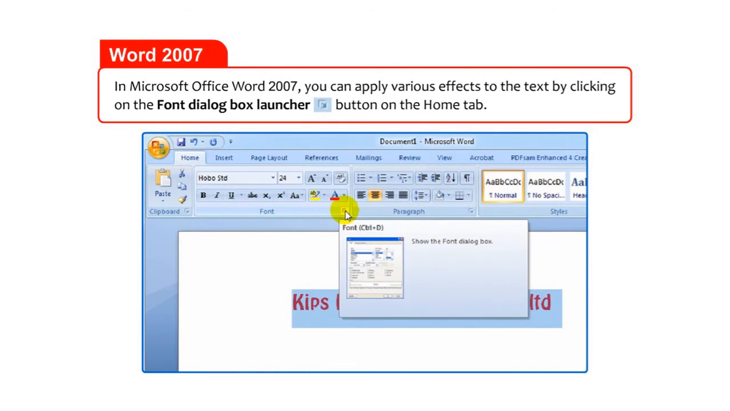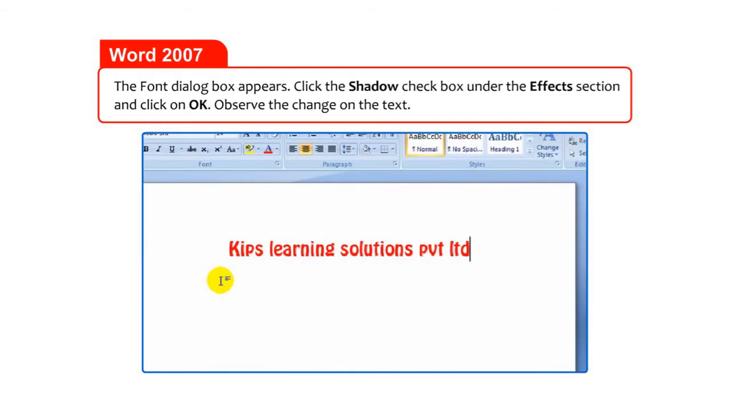Students, do you know that in Microsoft Office Word 2007, you can apply various effects to the text by clicking on the Font dialog box launcher button on the Home tab. The font dialog box appears. Click the shadow checkbox under the Effects section and click on OK. Observe the changes on the text.